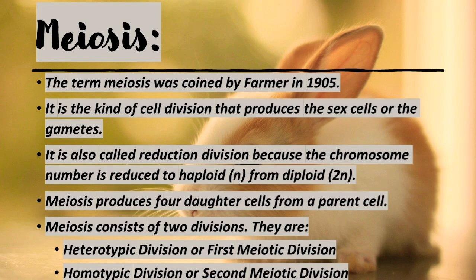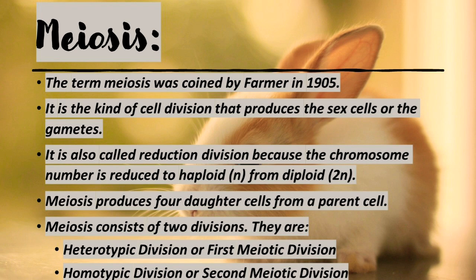And now let us pass on to meiosis. The term meiosis was coined by Farmer in 1905. Meiosis is the kind of cell division that produces the sex cells or the gametes. It is also called reduction division because the chromosome number is reduced to haploid from diploid, that is n from 2n. Meiosis produces 4 daughter cells from the parent cell.